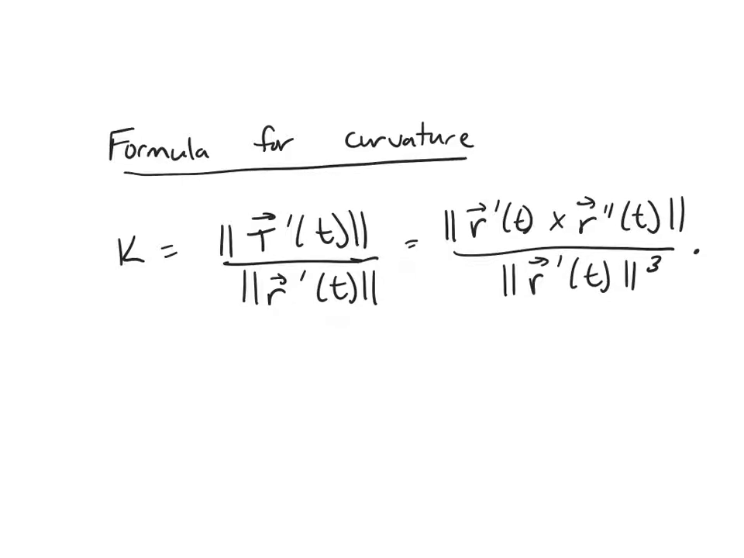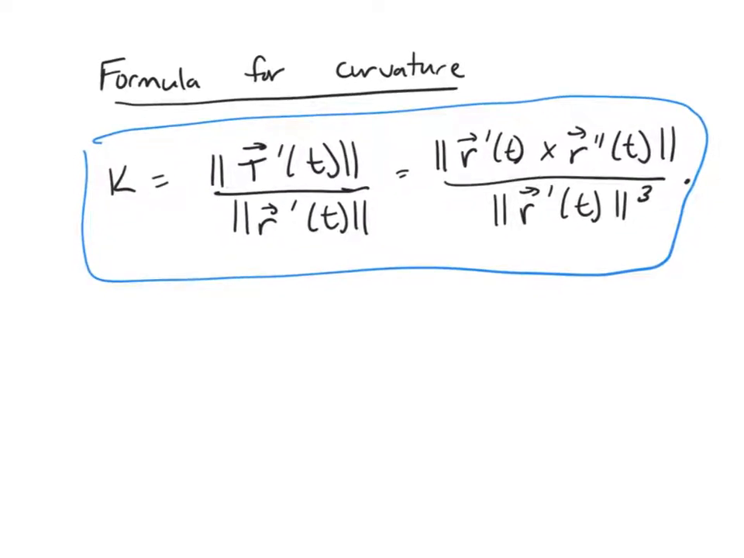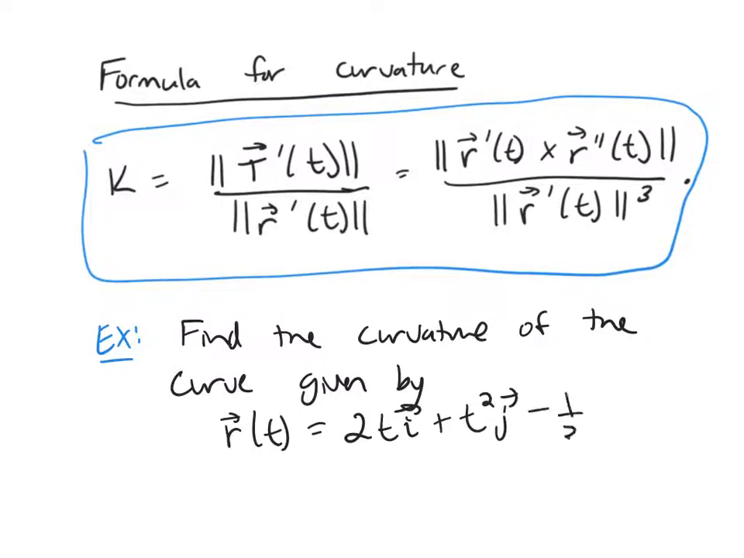So these are our alternative formulas for curvature, and we're going to put them into use right now on the following example. We want to find the curvature of the curve given by r of t equals 2t i plus t squared j minus 1/3 t cubed k.